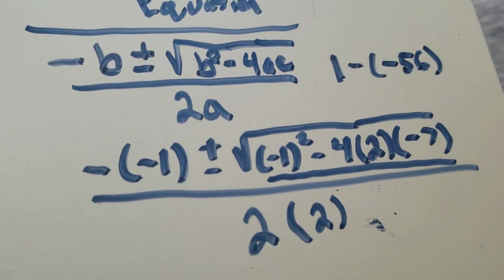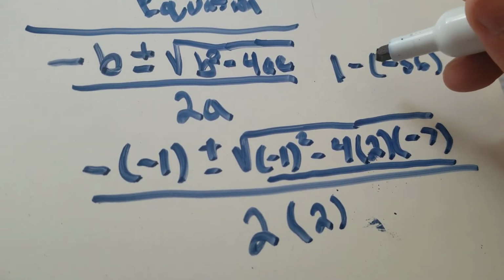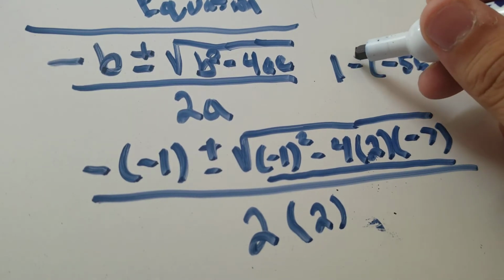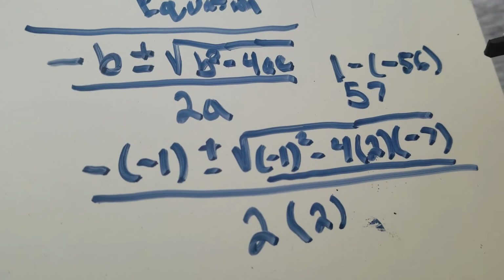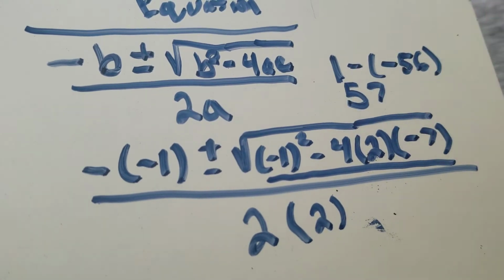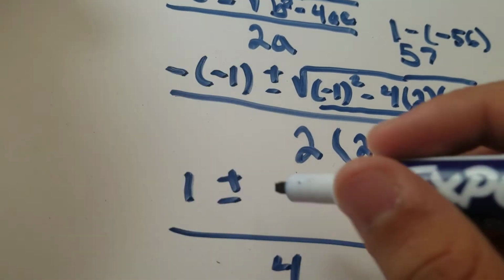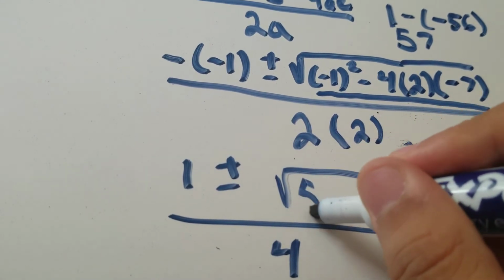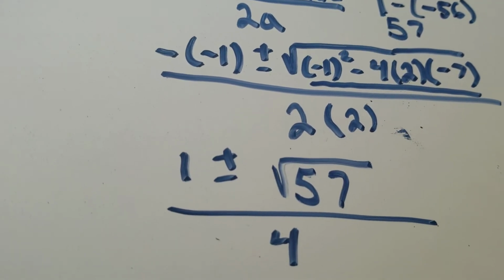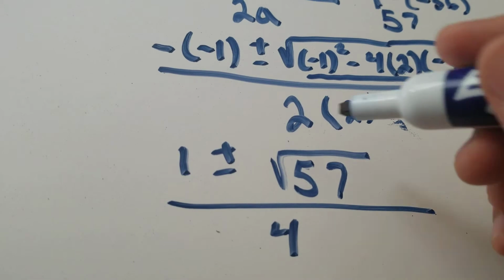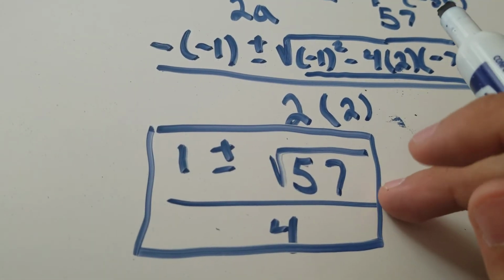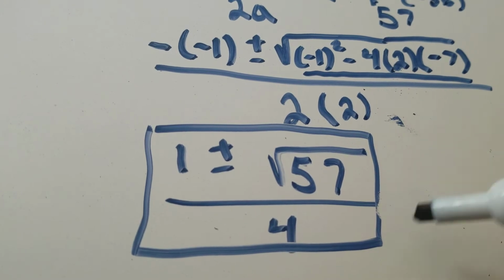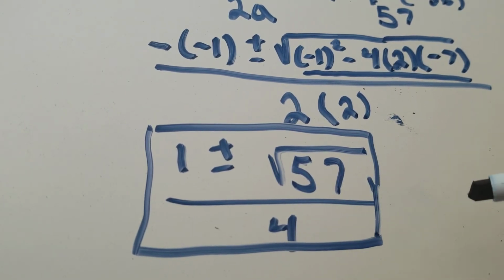Yeah, negative 56. Well, 1 minus negative 56, that's the same thing as 1 plus 56. So that should be 57. So inside that square root should be square root of 57. Now, is square root of 57 a clean number? No. Because it's not a clean number, we're done. We can't really make it simplified anymore unless we change it to decimal. I don't need you to do that. You could leave it like this.